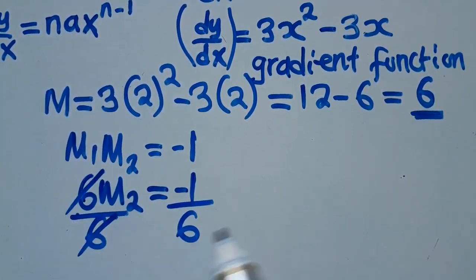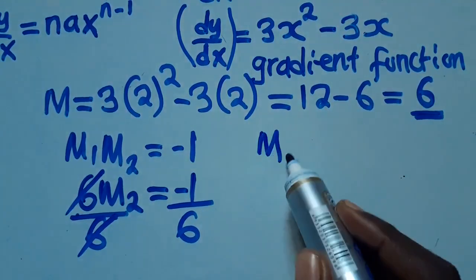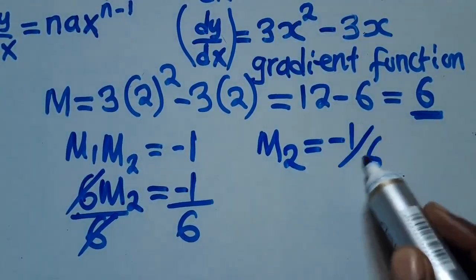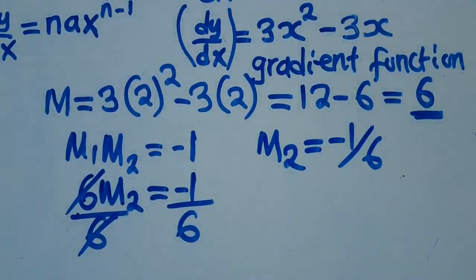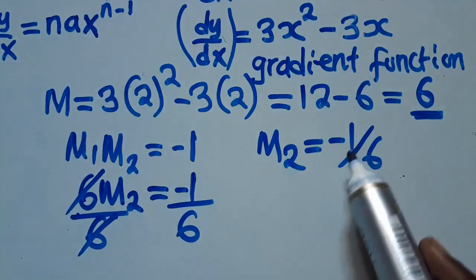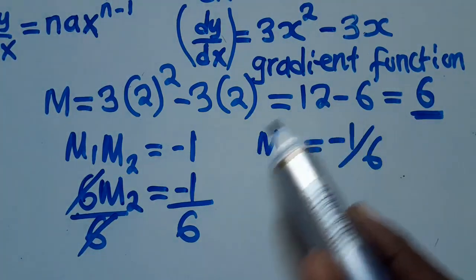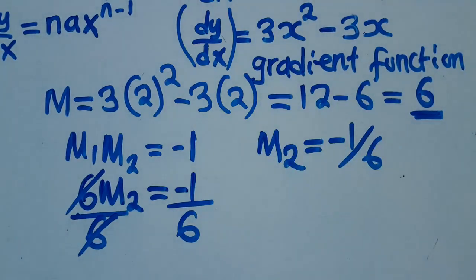This and that will be cancelled. You have m2 is equal to -1/6. This is the gradient that you are going to use. So we are going to use this gradient now. When you are told to find the equation of the normal, this is the gradient that you need to use, and this is the gradient that you need to apply.